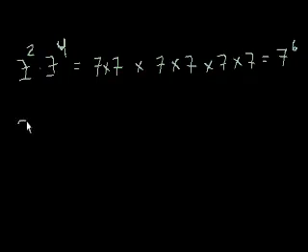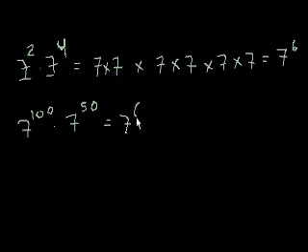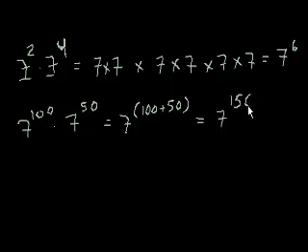So 7 to the 100th power times 7 to the 50th power. And notice, this is an example now. It'd be very hard without a computer to figure out what 7 to the 100th power is, and likewise very hard to figure out what 7 to the 50th power is. But we could say that this is equal to 7 to the 100 plus 50, which is equal to 7 to the 150.